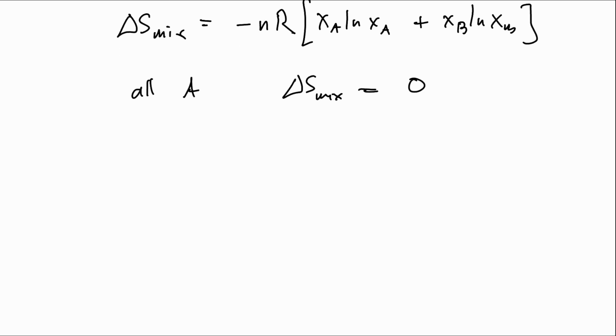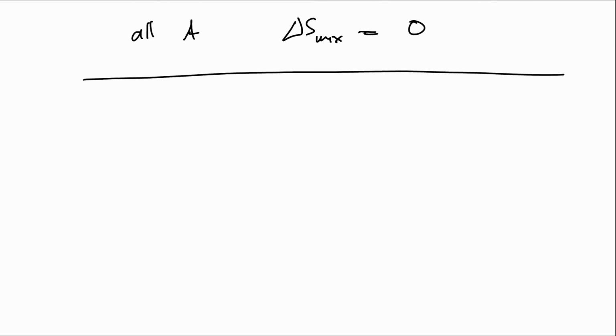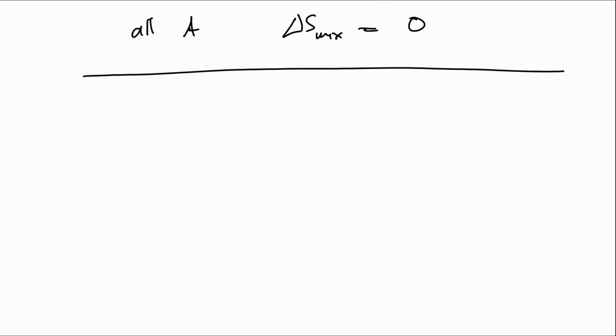Now we need to mention something that I skipped, but I probably should have mentioned a little earlier. But we can mention it now. There's something called the activity, and this is an important quantity in physical chemistry.